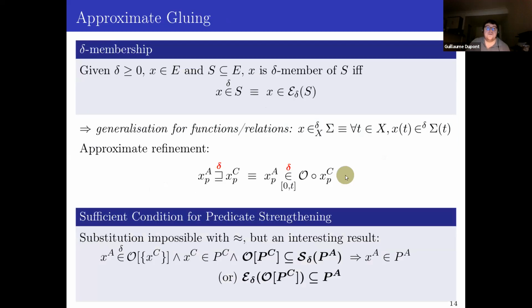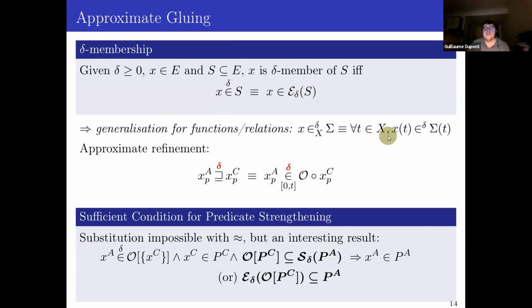So where do you use shrinking and expansion? Well, one of the first things you can do with it is define the delta set membership, which is a relaxed version of set membership. Basically, we say that X is delta in S if X is in the expansion of S. So basically, X is either in S or somewhere near S, provided it's less than delta from the border of S. There is a generalization for functions and relations.